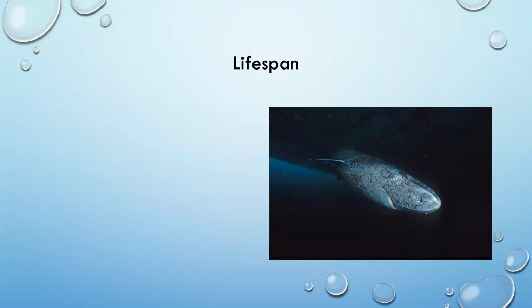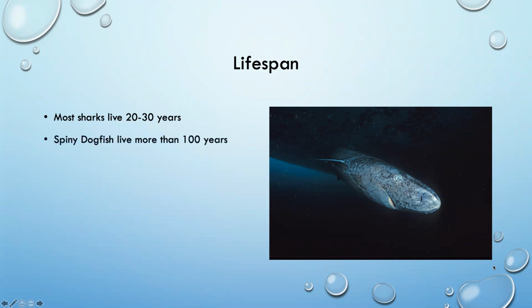Okay, so this part is really interesting. I want to tell you a little bit about the shark lifespan, and then we'll talk about reproduction. So most sharks live 20 to 30 years. That's a normal age. The spiny dogfish, which is a type of shark, can live over 100 years. Whale sharks can also live over 100 years. But does anybody have a guess what the oldest shark is?